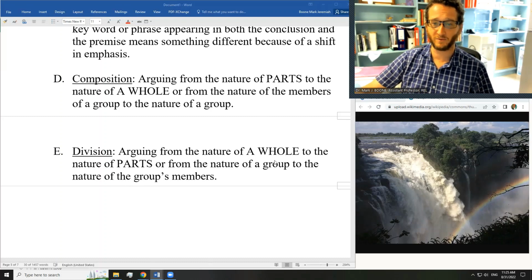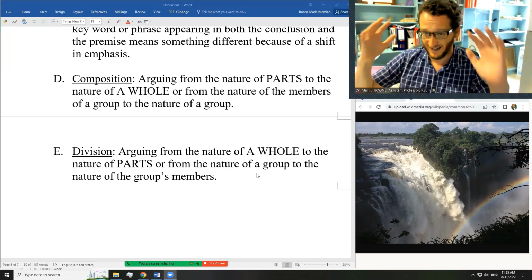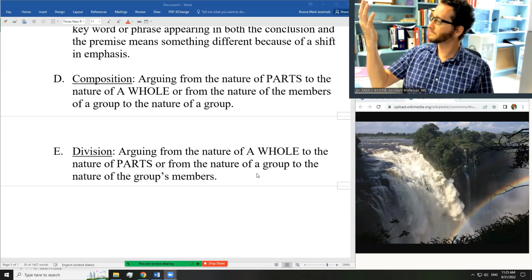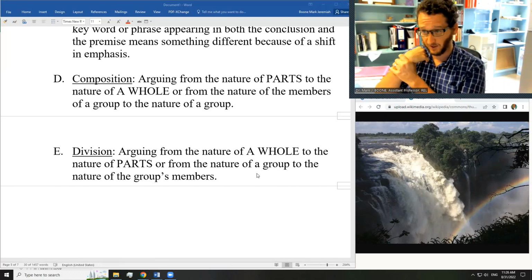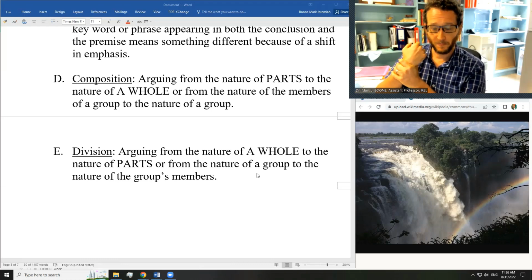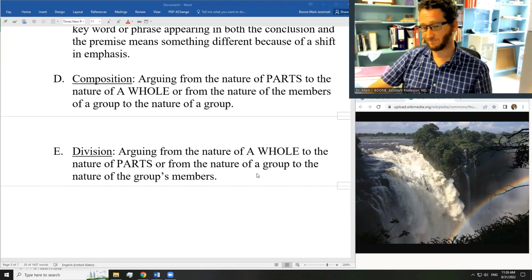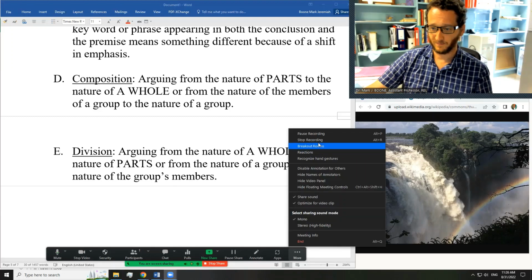Let me see if I can think of an argument from the nature of parts to the nature of a whole, or vice versa, that's totally not fallacious, because you have to look at the content. The right hand of Mark is partly made of skin cells. Therefore, Mark is partly made of skin cells. That's not a fallacy. Mark weighs less than 300 pounds. Therefore, Mark's right arm weighs less than 300 pounds. That's not a fallacy. As always, look at the content of the argument.